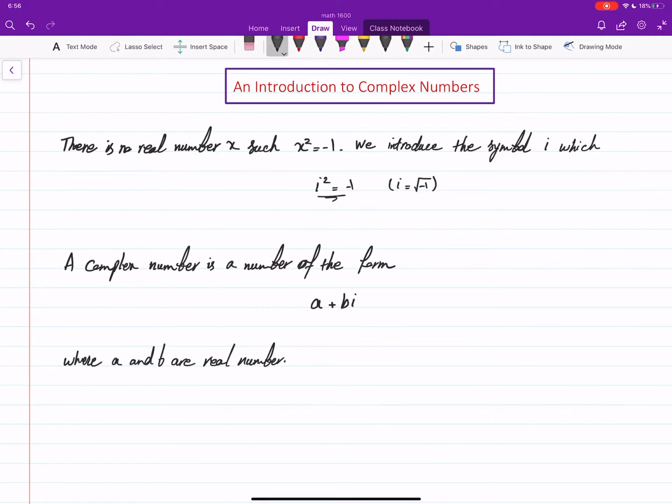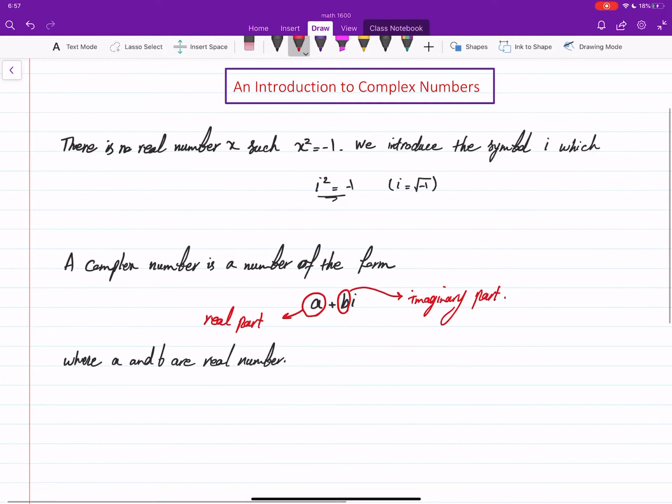These numbers, as you see there, have two parts. The part without i, we call the real part. And the coefficient of the symbol i, we call the imaginary part. So they will have two parts: real part and imaginary part.